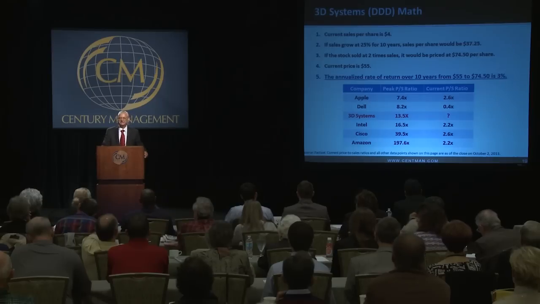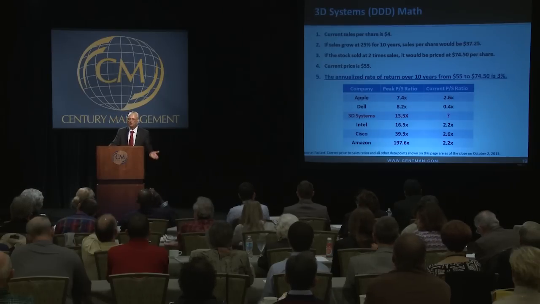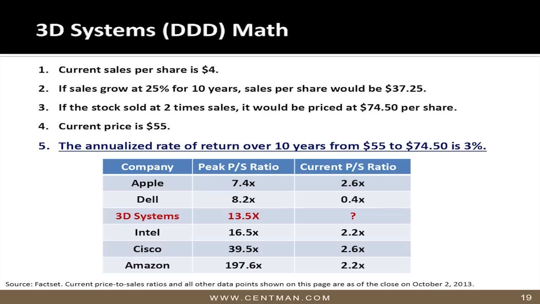Every technology company, when it starts, sells at high multiples of sales. Apple sold at one time at 7.4 times sales. Right now, it's selling at 2.6 times sales. Dell sold at 8 times sales. It's selling at 0.4 of sales. Intel sold at 16 times sales. It's selling at 2.2. Cisco sold at 39 times sales and is selling at 2.6. And Amazon sold at 197 times sales, and it sells at 2.2 times sales.